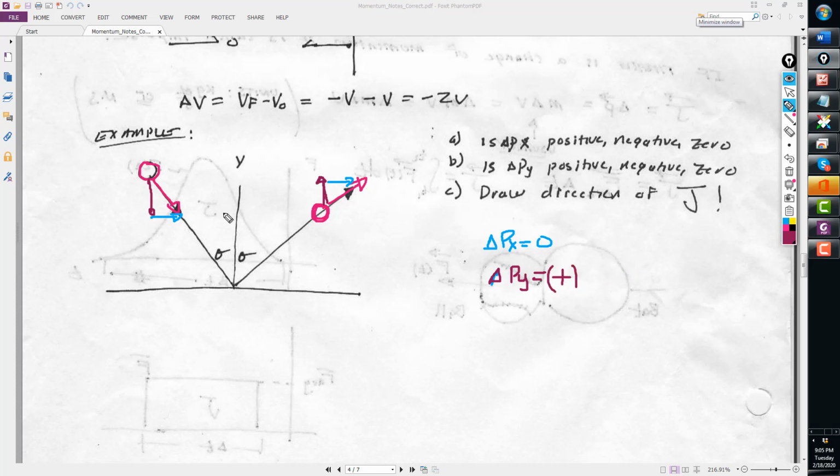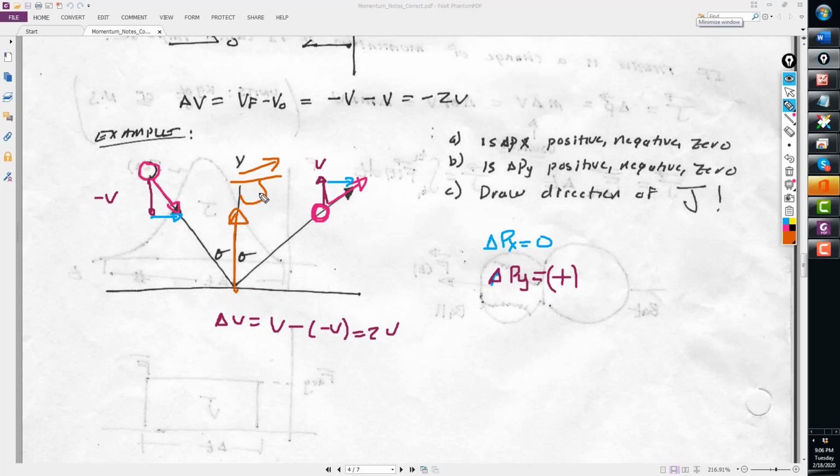Because if you're coming down at a negative v and you're going up at a positive v, what is my delta v going to be there? Delta v is going to be v final minus v initial, which is going to be 2v. So I changed velocity in the y. And so what's responsible for that? The big J that's coming up here, the impulse, is in the y. It caused the momentum to change in the y.